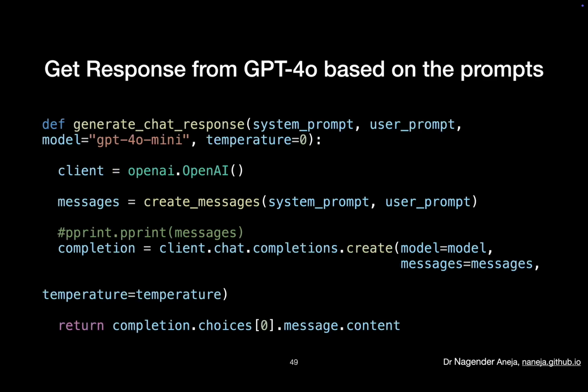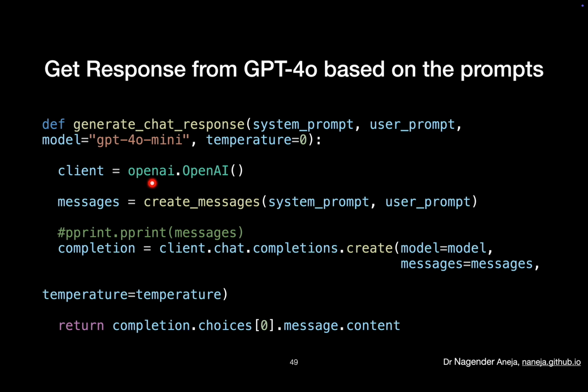So now we have the prompts, and now another function which generates the chat response. This chat response will pass these prompts to the model, and then we'll get the answer and display it. So chat response takes the system prompt and user prompt, and we are using GPT-4o mini. Temperature has been set to 0 because we want a definite answer. We don't want any hallucination. We don't want any creativity here. We want everything from the data set.